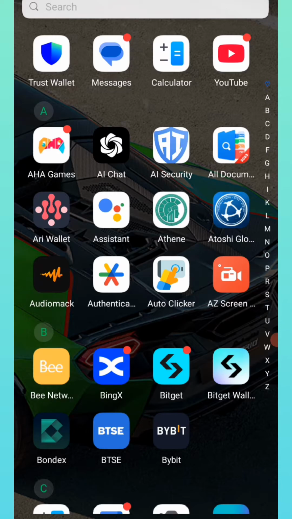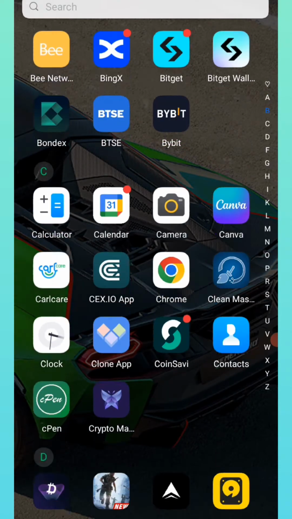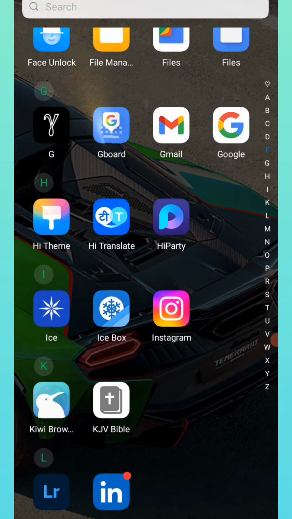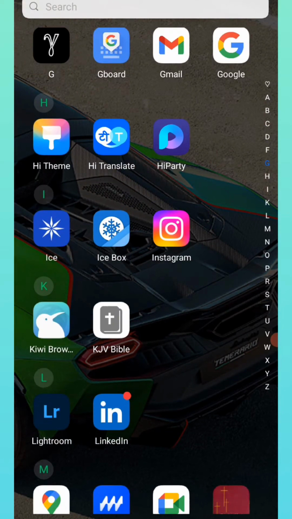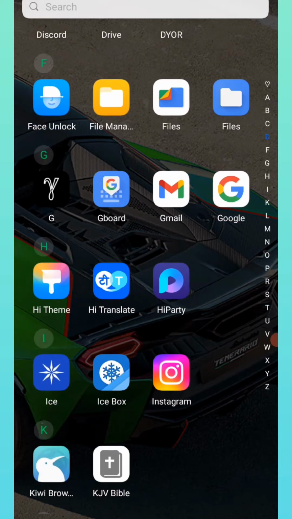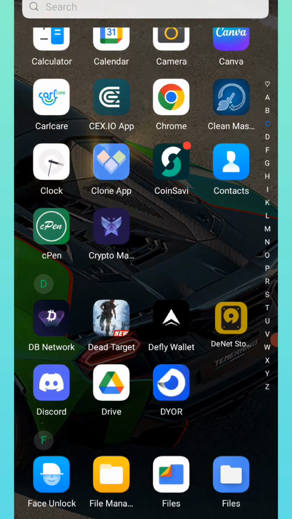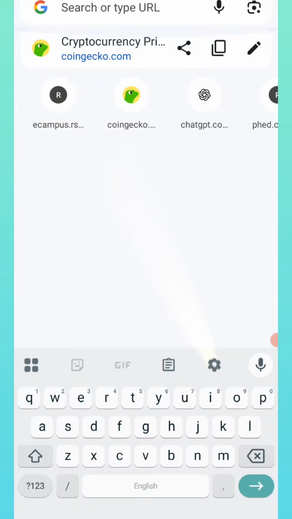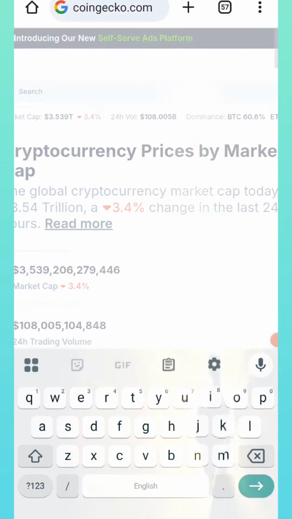So today you'll be learning how you can make research on any coin. The platform we are to use is CoinGecko. So I'll be going to my browser. I'll be using Chrome. Search. This is CoinGecko. So I'm searching for it.